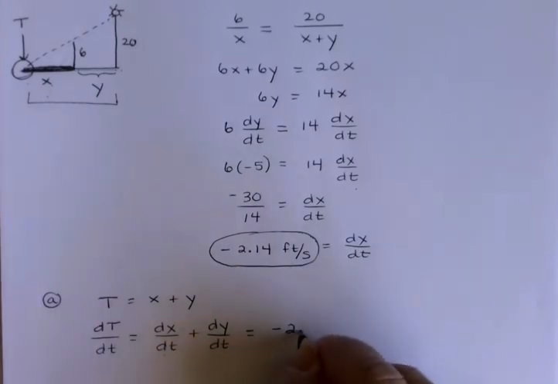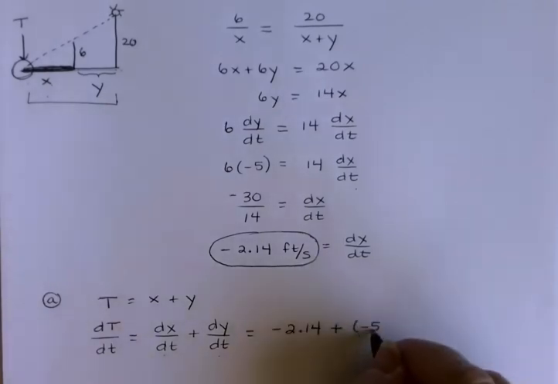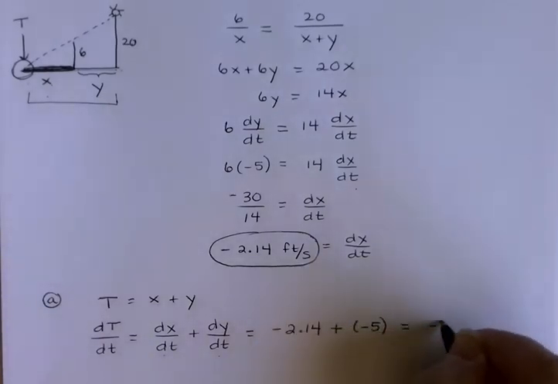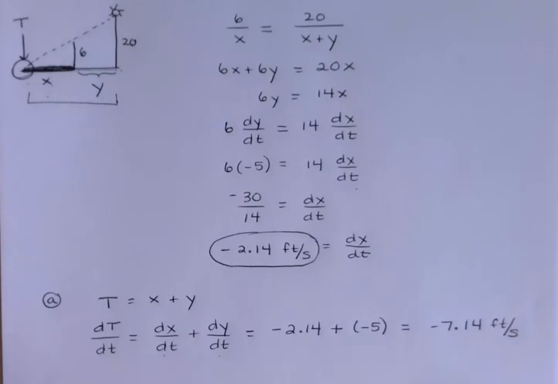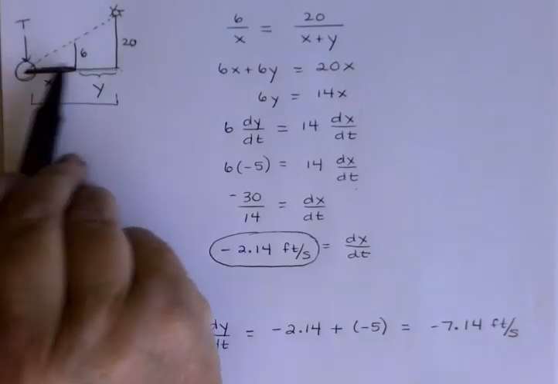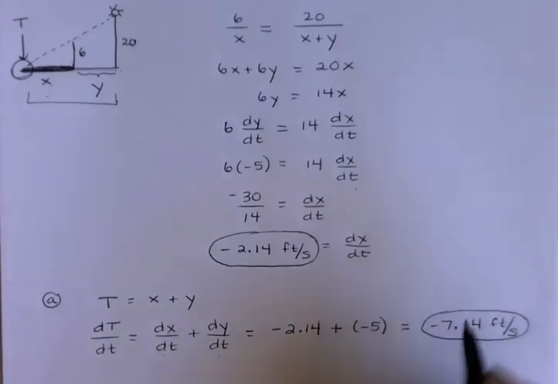We just calculated dx dt a moment ago. And dy dt back up in our chart was negative 5. So that would be negative 7.14 feet per second. And again, the negative just indicates that we're getting closer to the light pole in this case.